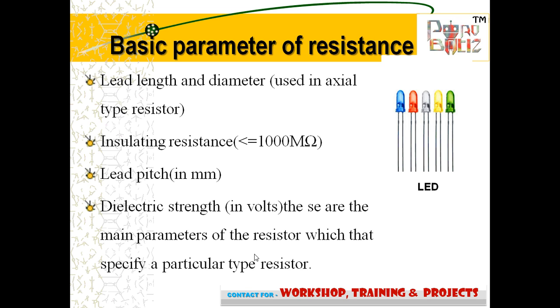Insulating resistance is greater than or equal to 1000 mega ohms. Lead width in mm, dielectric strength in volts. These are the main parameters of the resistor, which specify a particular type of resistor.